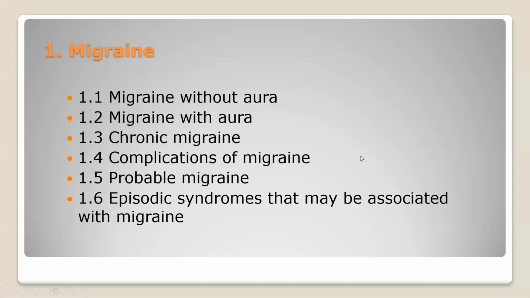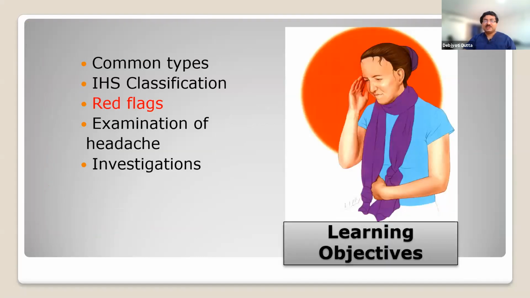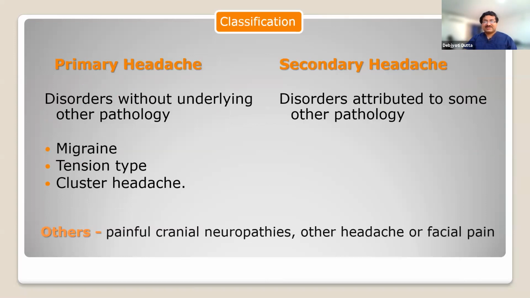Okay, so let's go a little bit behind. Today, this is our discussion points. Next, two common types of headache, primary and secondary. Primary, that is, the primary pathology is the headache; the headache is the disease. Next is the secondary, when it is due to some other disorders.